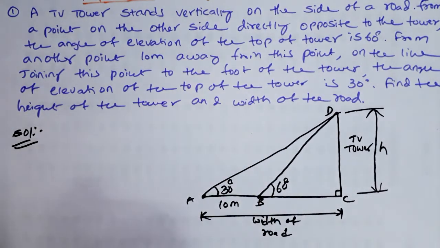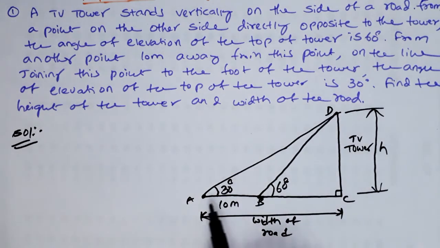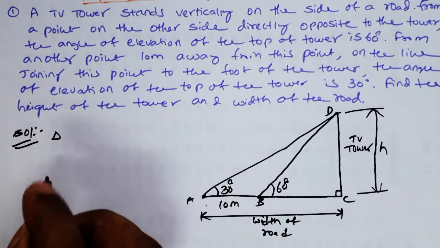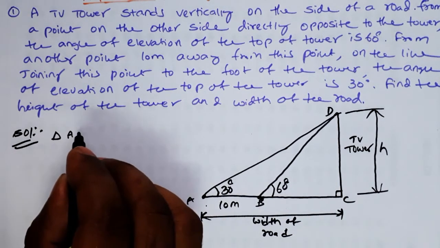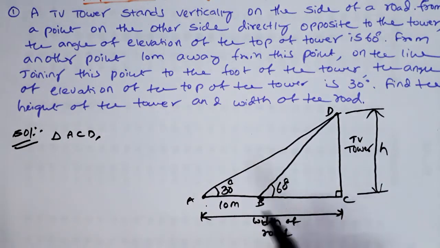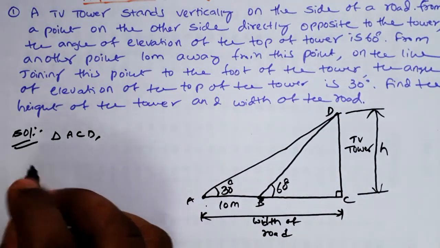First we will take one triangle, triangle ACD. If I take triangle ACD, what will we get? We can apply tan 30.